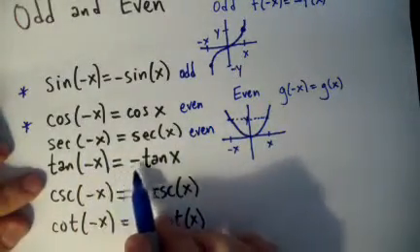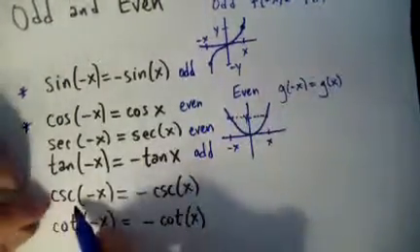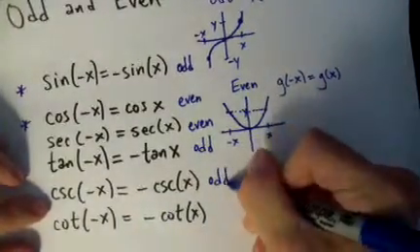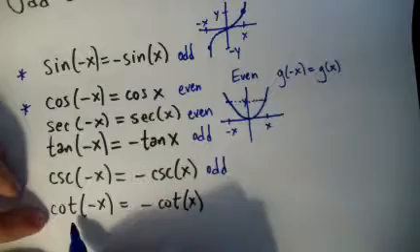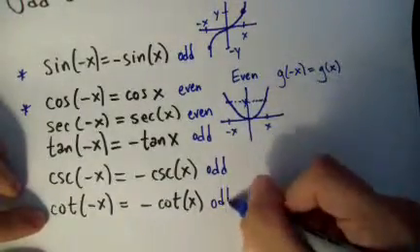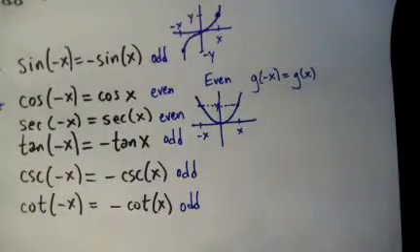Tangent of minus x is equal to minus tangent of x, that's odd. And cosecant of minus x is equal to minus cosecant of x, that's odd. And cotangent of minus x is equal to minus cotangent of x, so that is odd. Just as a quick example, let's see how you would verify one of these.